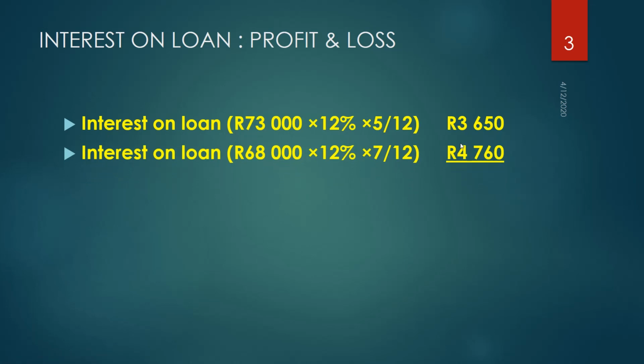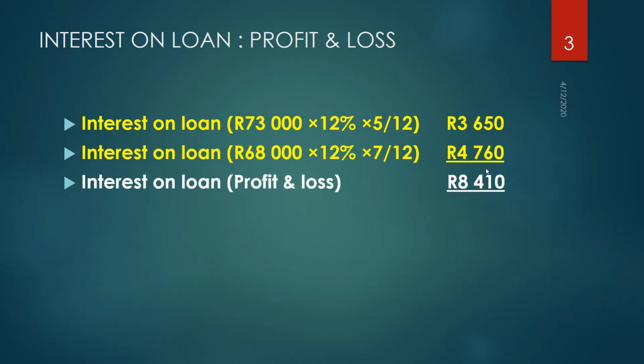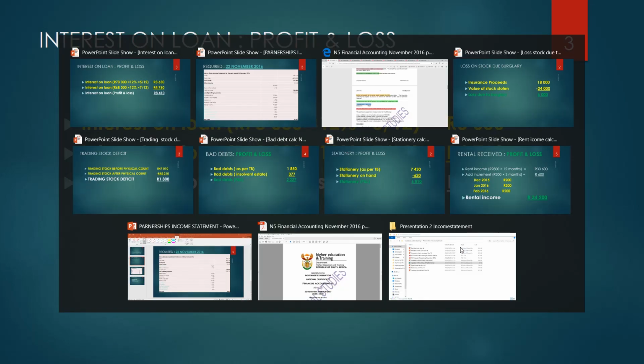And subsequent to the repayment of 5,000, our capital portion was now 68,000. So the 68,000 multiplied by the interest rate, multiplied by the fact that it existed as 68,000 for 7 months in the current financial year, we obtain an amount of 4,760. In order to determine the interest on loan that will be taken to the profit or loss, that is the income statement, we're going to add the two amounts. And we come to an amount of 8,410.